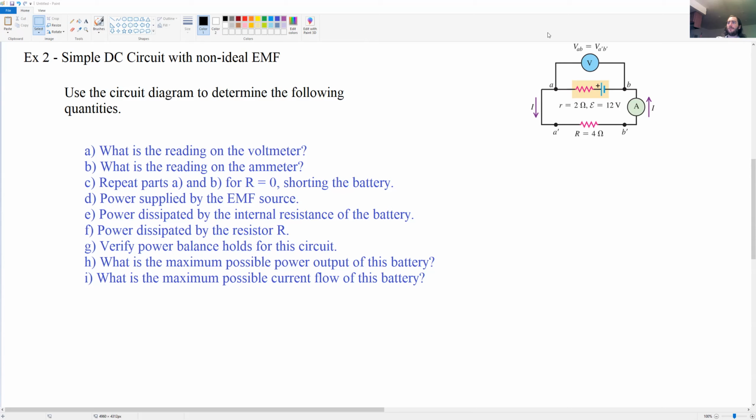What do you mean by V? What do you mean by V? There's no V that's labeled here in this circuit. So what do you mean by V? EMF. By EMF, do you specifically mean the 12 volts that's labeled?